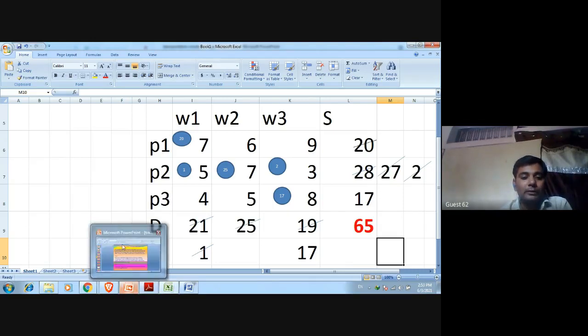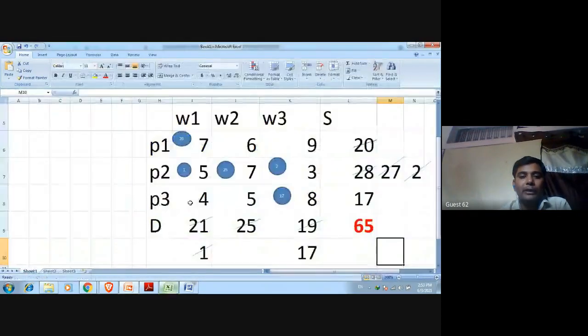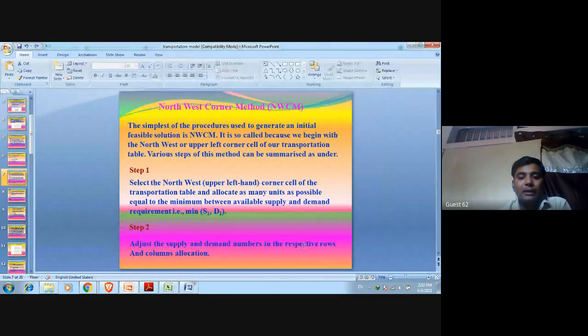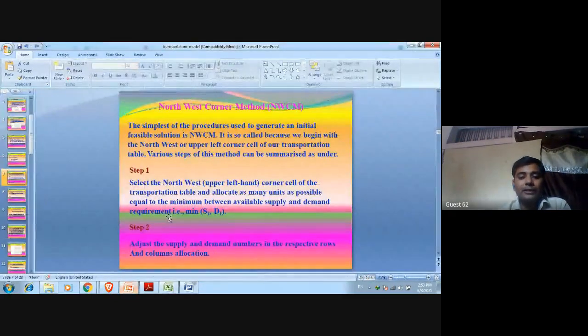Now look at here. Select the northwest corner, the upper left hand corner cell of the transportation table, and allocate as many units as possible, equal to the minimum between available supply and demand requirement, that is minimum of S1, D1. So we have allocated this. Now again, adjust the supply and demand numbers in the respective rows and columns after allocation. Adjustment means we have written down here. Here, one unit is left. There, we have exhausted this capacity. Okay, so this is the adjustment.